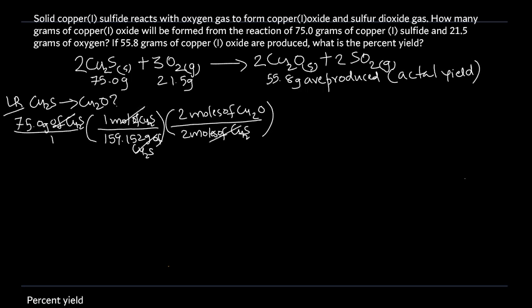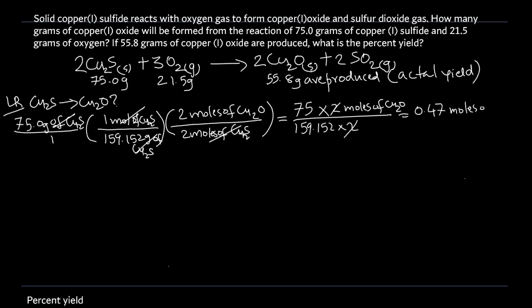So we can have the numbers from the numerator: 75 times 2 moles of copper 1 oxide, divided by 159.152 times 2. So the 2 we can cancel, and 75 divided by 159.152 equals 0.47 moles of copper 1 oxide. And then we will see the other reactant, oxygen, and how much copper oxide it will produce.